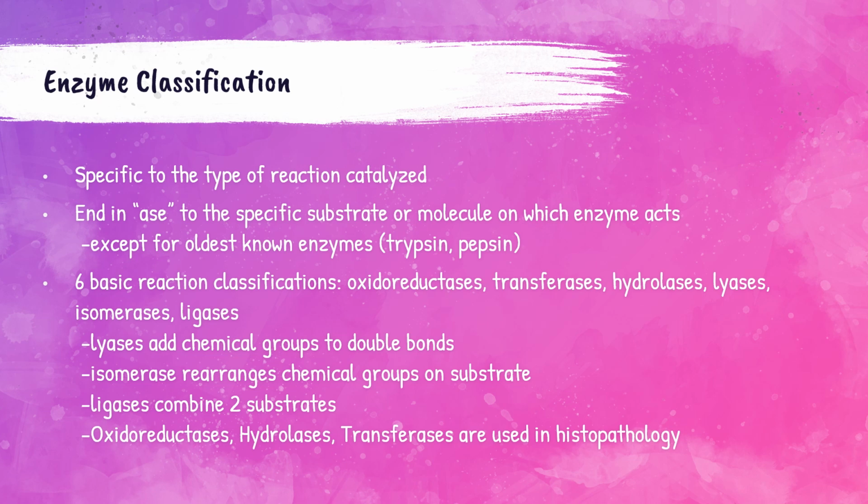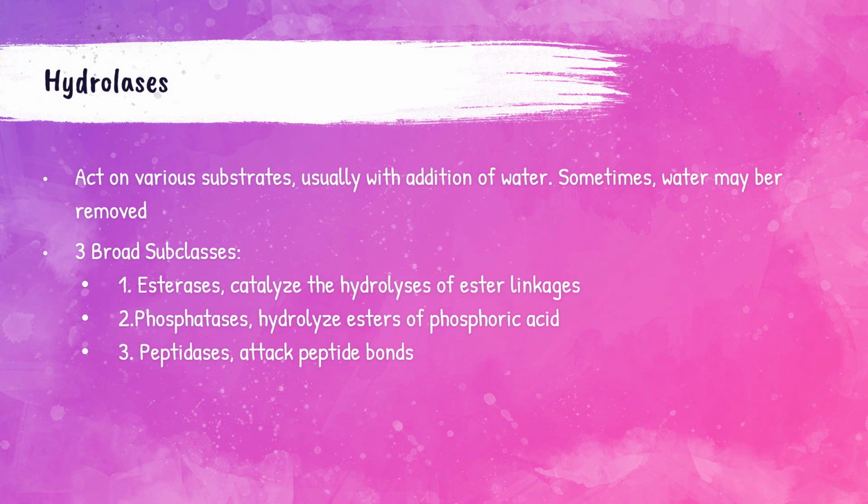There are 6 basic reaction classifications of enzymes: oxidoreductases, transferases, hydrolases, lyases, isomerases, and ligases. Hydrolases are a type of enzyme that act on various substances, usually through the addition of water. In some cases, however, water can be removed in these reactions. There are 3 broad subclasses of hydrolases: esterases, phosphatases, and peptidases.